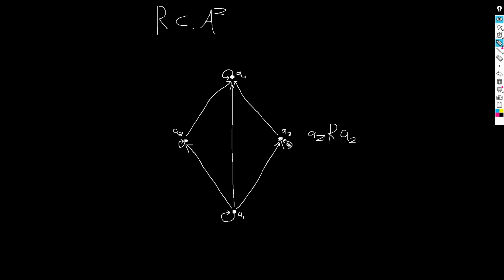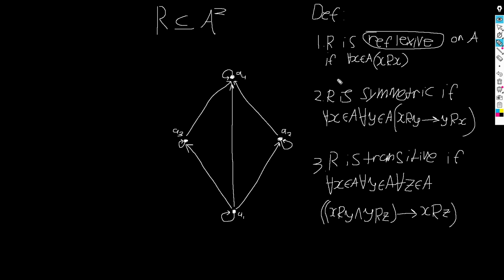When this happens, these edges that relate one vertex to itself are called loops. So in this graph, each vertex has a loop. And because of this, we refer to R as having the property that it is reflexive. And that leads us to our first definition, which says that R is reflexive on A if for all x in A, x is R related to x. So over here, we could see that R is reflexive because there exists a loop for each vertex in this graph.